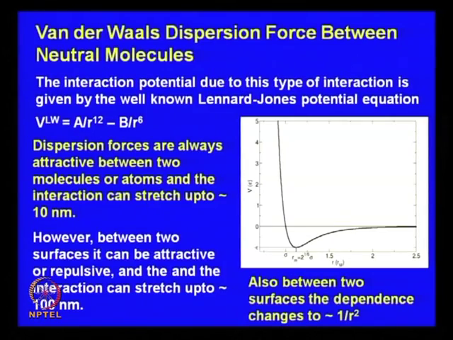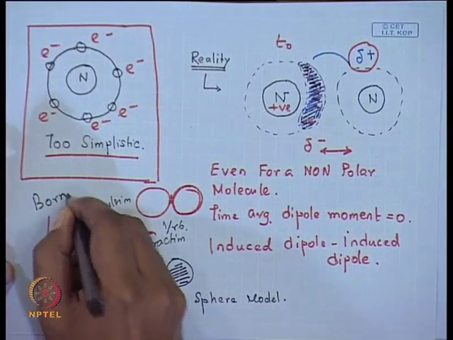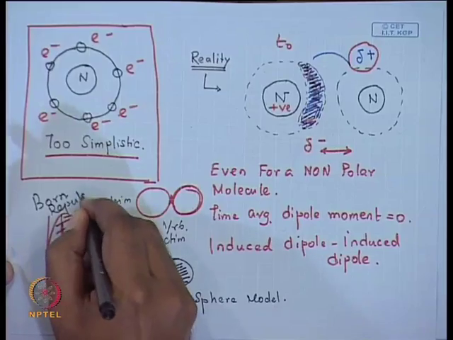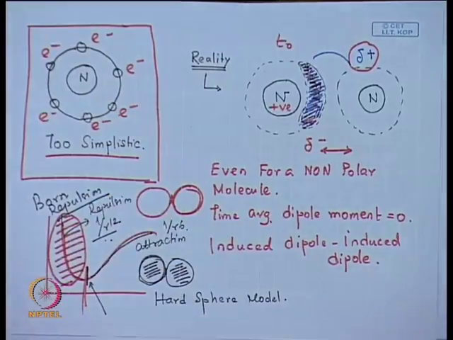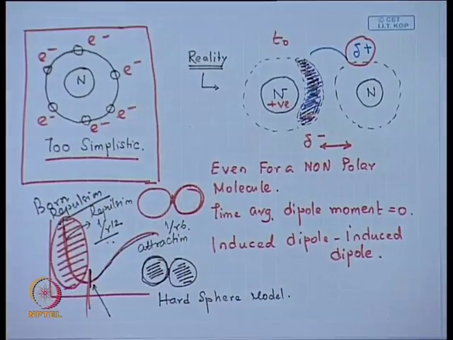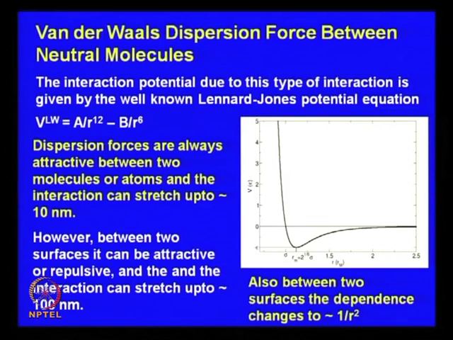Dispersion forces are always attractive between two molecules. We are not talking about the bond repulsion. This is also at times called the bond repulsion, and if you want to look at what it is, you are free to refer to Wikipedia. So, dispersion forces are always attractive between two molecules and atoms and stretch up to around 10 nanometer.